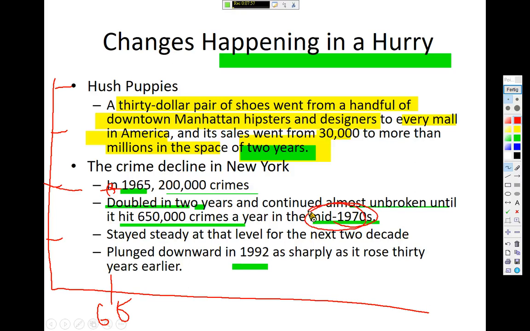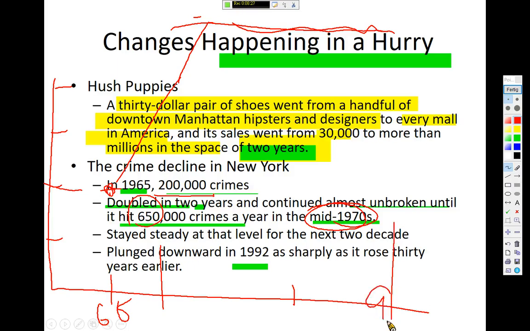In the 1970s, it started up twice, and more than that over here, and stayed around there. So look here, in about 5 years, shooting into the sky, from 200,000 to around 650,000 in the 1970s. And it stayed there for more than 2 decades. Only in 1992, it suddenly dropped. Here comes the question: why? Why? It's happening so fast.